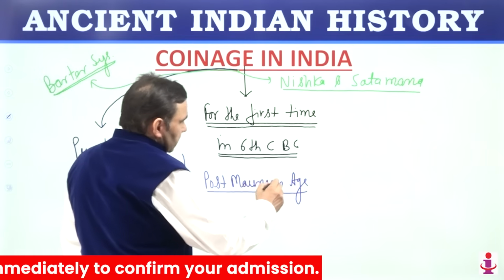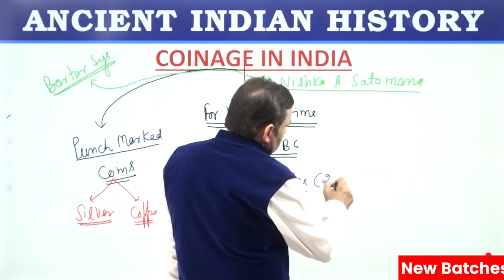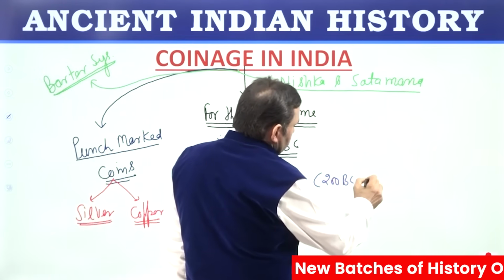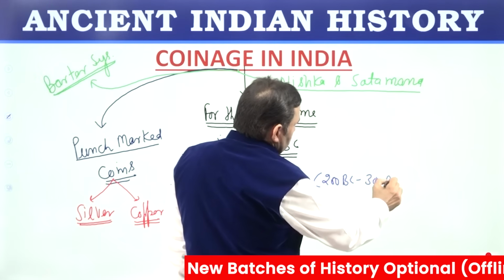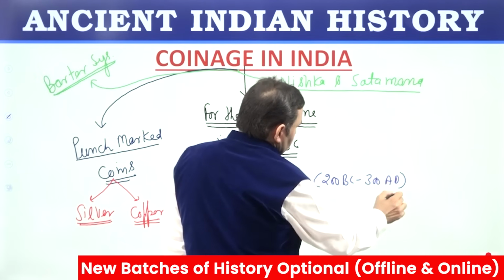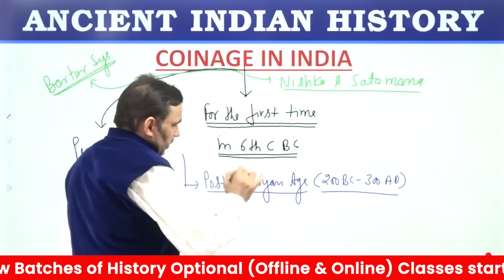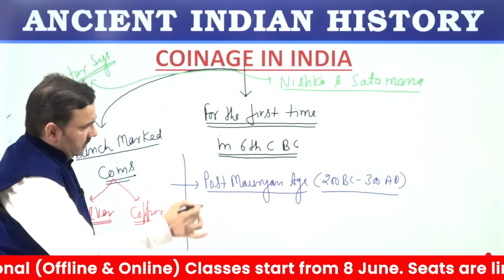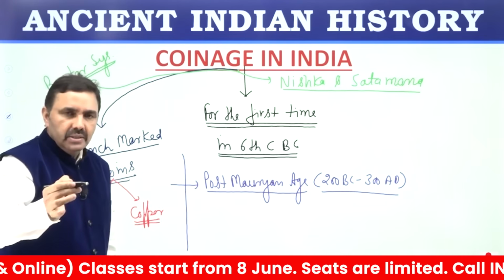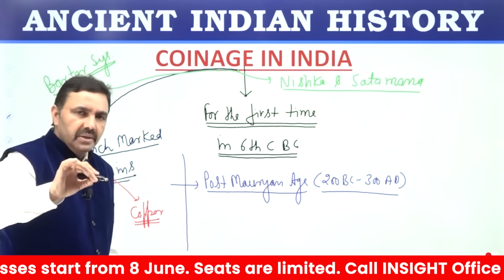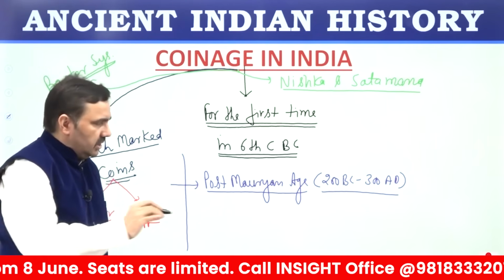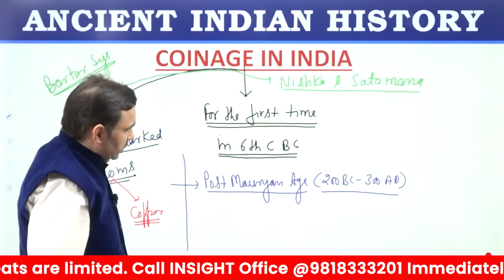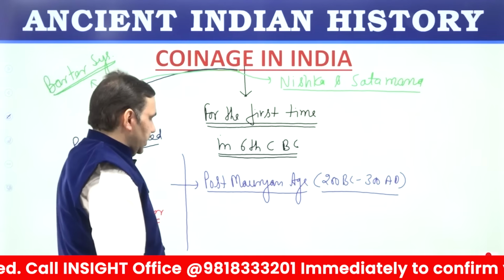Post-Mauryan age means 200 BC to 300 AD. So this period of 500 years is referred to as post-Mauryan period. It was a period of Satavahanas, Sangam age. It was a period of Indo-Greeks, Sakas, Kushanas. It was before Gupta period. It was after Mauryan, so it is pre-Gupta or post-Mauryan. Generally, we'll refer to it as post-Mauryan age.